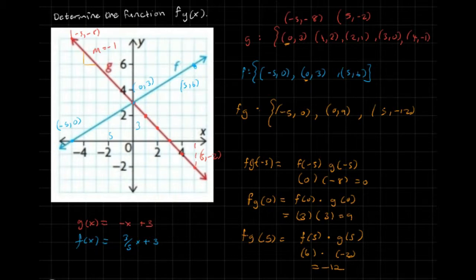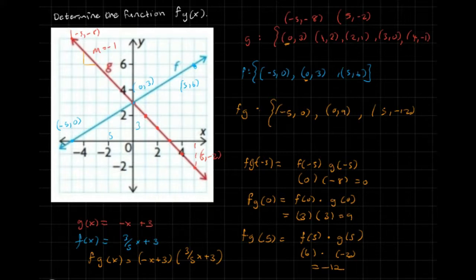Like if you did g of f of x, or f of g of x, it should be the same thing. Let's do f of g of x, just keep it consistent. If you do f of g of x, it's just going to be a combination of these two multiplied together. So we have -x plus 3 times 3 over 5x plus 3. So you can actually see that this would become a quadratic function, right?